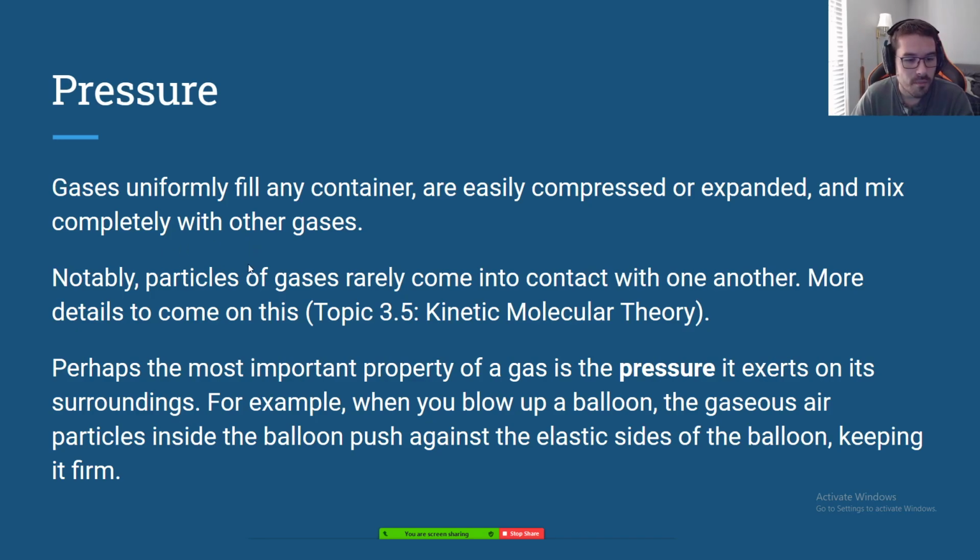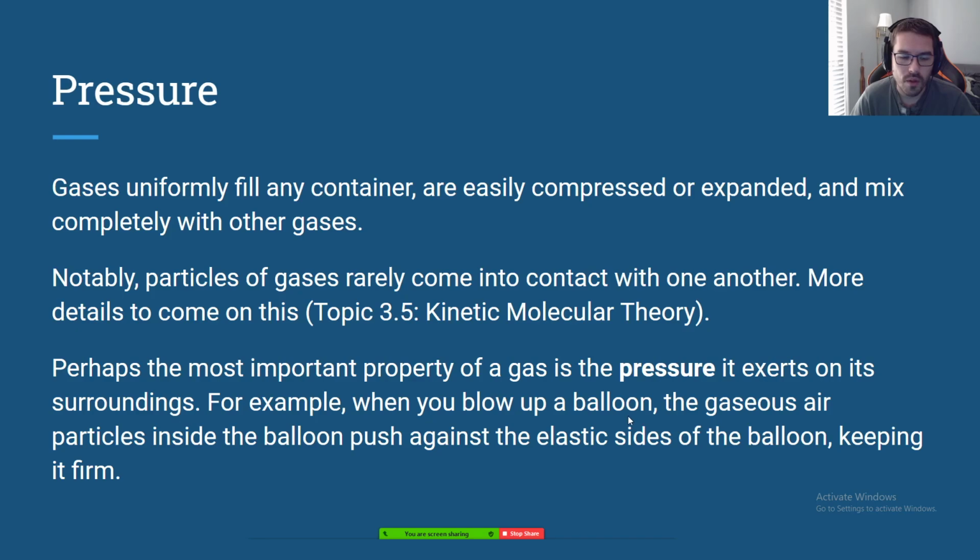Okay, notably, particles of gases rarely come into contact with one another. All right, and that's why these properties of gases are the way that they are. We're going to talk more about the contact part of gases when we talk about kinetic molecular theory in the next topic. Okay, so the most important property of a gas is its pressure. Okay, well, maybe not the most important, but one of the most important properties is the pressure that it exerts on its surroundings.